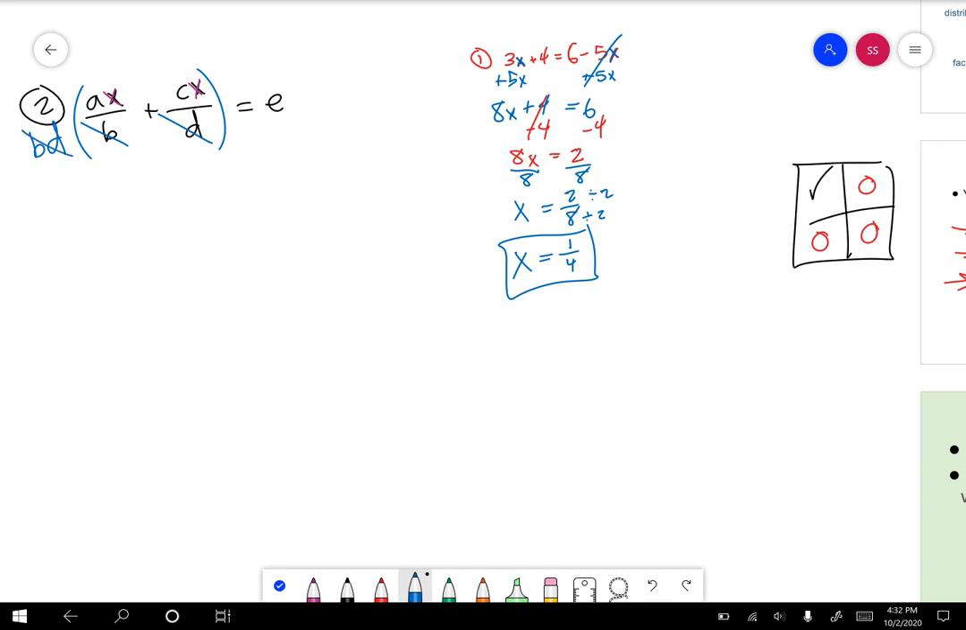So those cancel out, but you have to remember to multiply by them on the other side. So on the left side, we are left with a times x plus c times x.